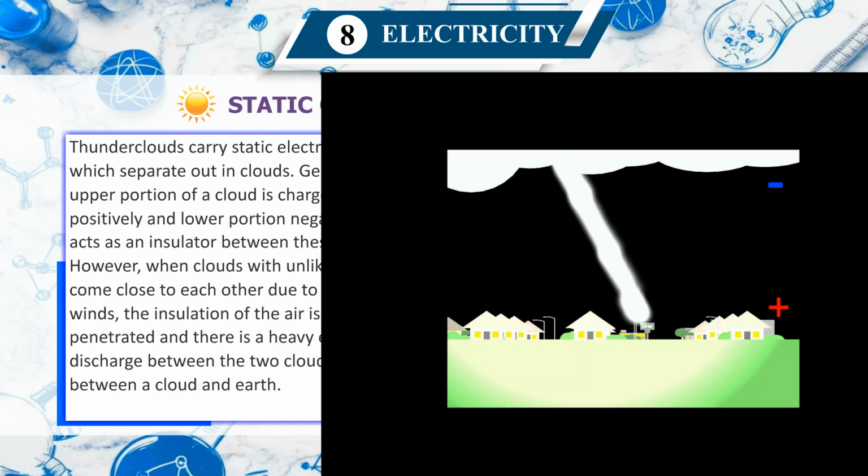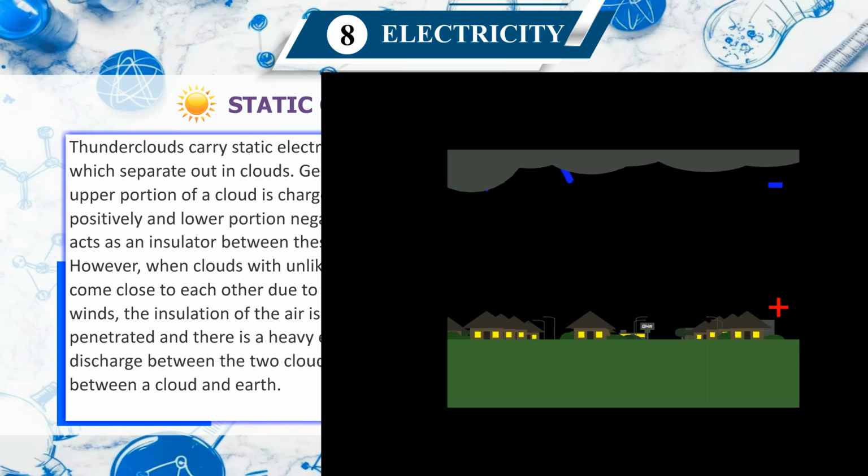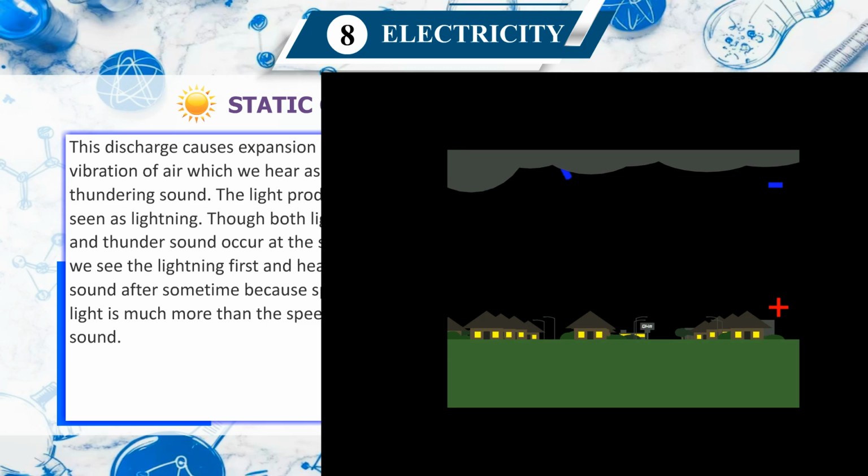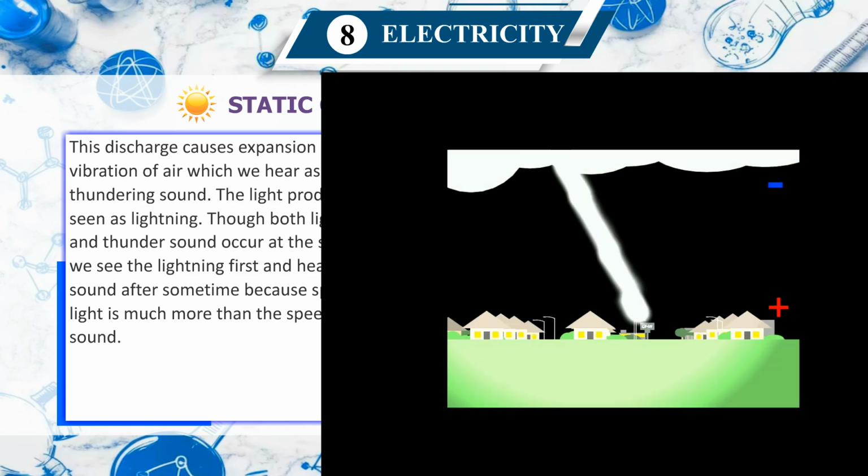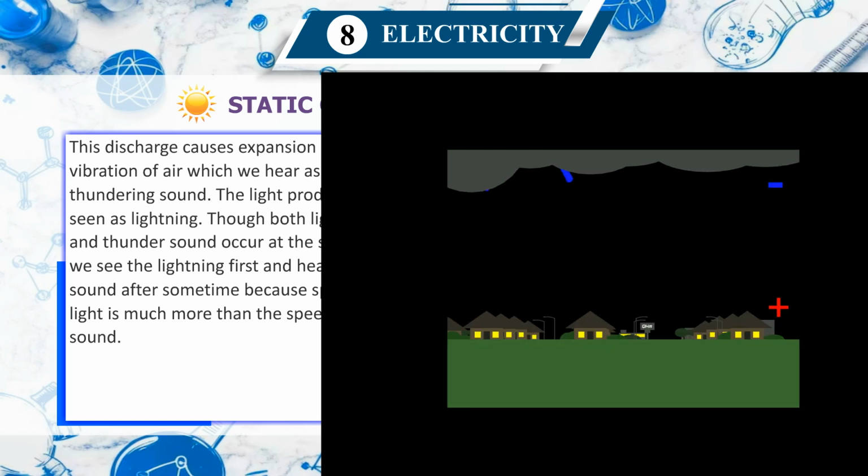Air acts as an insulator between these charges. However, when clouds with unlike charges come close to each other due to flowing winds, the insulation of the air is penetrated and there is a heavy electric discharge between the two clouds or between a cloud and earth. This discharge causes expansion and vibration of air, which we hear as thundering sound. The light produced is seen as lightning.